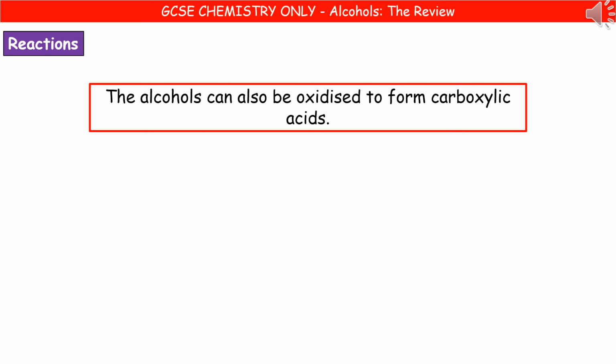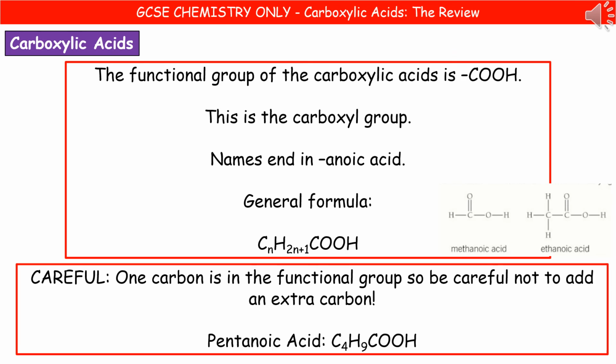Another reaction we can see with our alcohols is that they can be oxidized to form the carboxylic acids. When we're referring to a carboxylic acid, this is a chemical that's got the functional group COOH. So that's the carboxyl group. Again, if they ask you what's the functional group of a carboxylic acid, you can either write carboxyl group or you could write COOH.